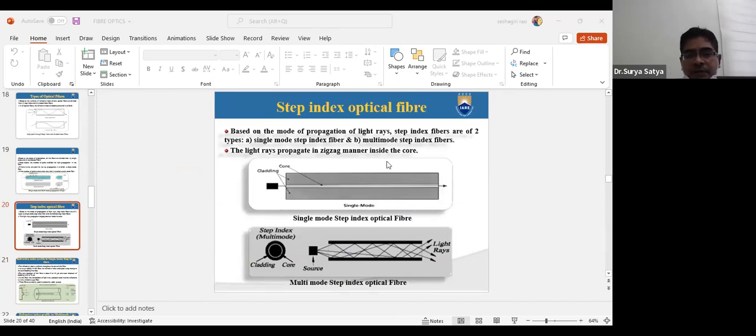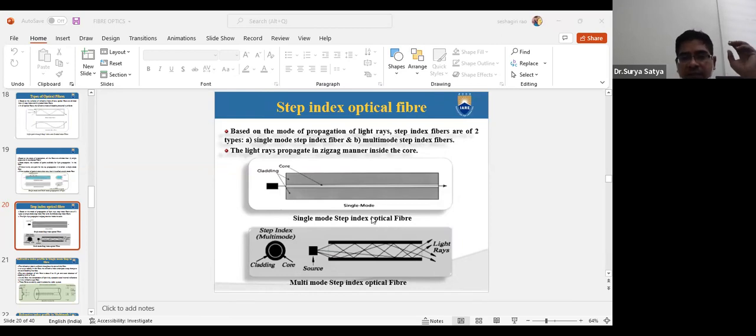Based on the mode of propagation of light rays, step index fibers are of 2 types. One is the single mode step index fiber, and the other is the multimode step index fiber. The light rays propagate here in the form of a zigzag mode inside the fiber. This is the difference we need to understand between the multimode and the single mode step index fiber.